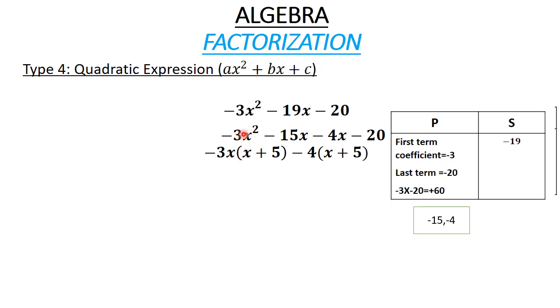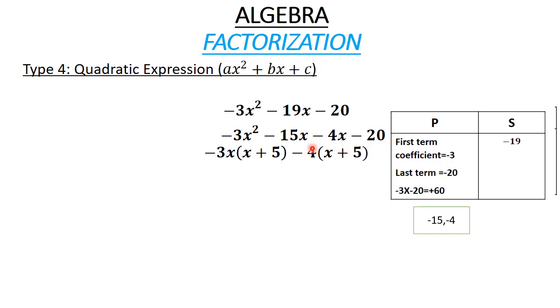So negative 3x squared divided by negative 3x: the 3s cancel, and x to the power 2 divided by x is x to the power 1, which is just x. And negative 15x divided by negative 3x: negative 15 divided by negative 3 is positive 5, and x divided by x is 1, which means they have cancelled.